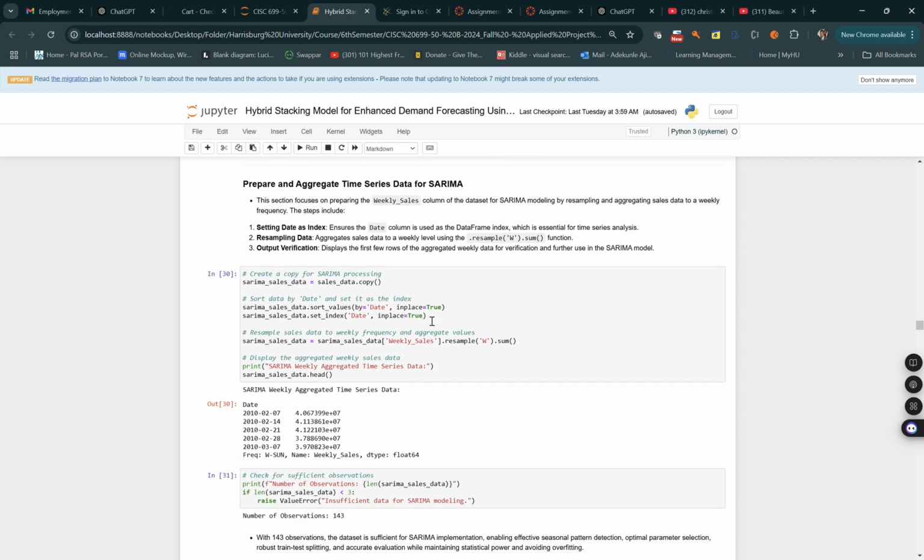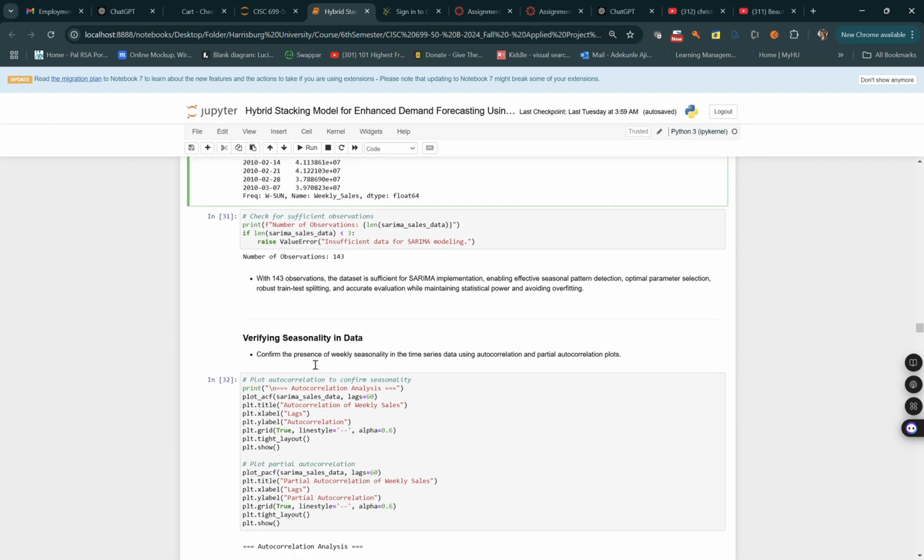So we start with the SARIMA. SARIMA uses a weekly aggregation. To separate the data, I made a copy of the original pandas sales data and manipulated it, making sure that the index is actually indexed with date. Then I sorted it and aggregated it into weekly sales, because SARIMA uses weekly sales data. So it was aggregated, and here it is for SARIMA.